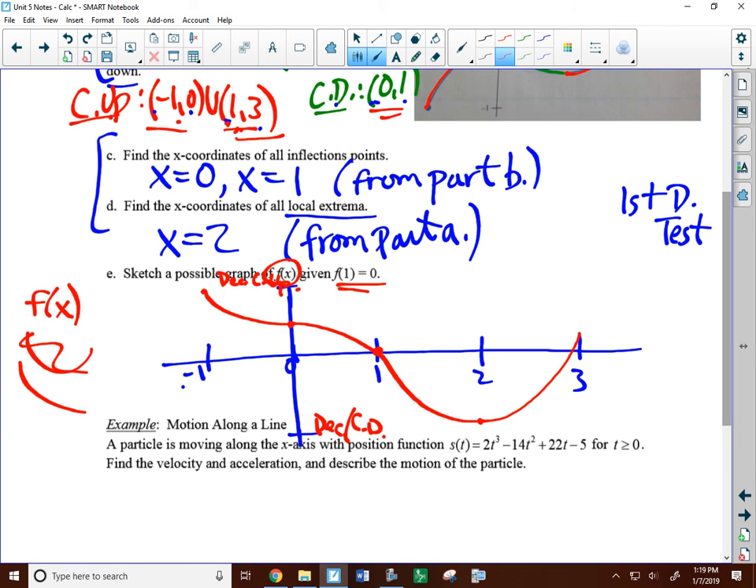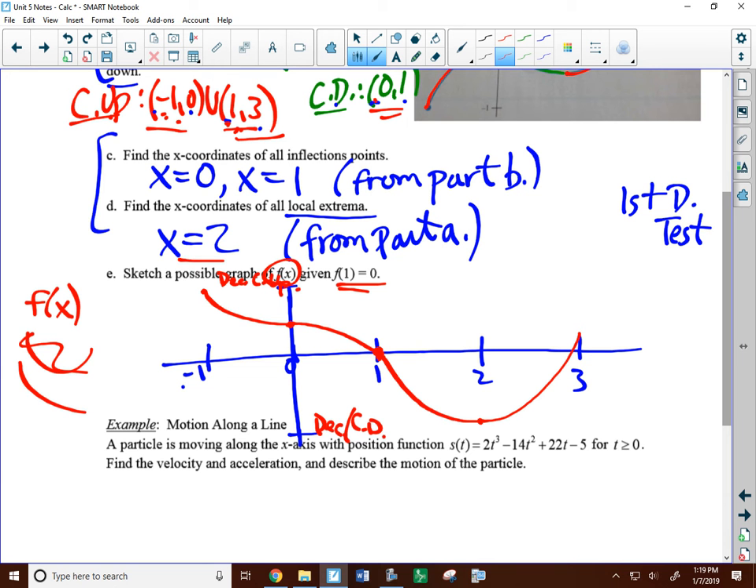Then let's look at concavity. Again, this is where we really see concavity at work. This is how it's turning. So concave up, shaped like a cup to start. Then from 0 to 1, concave down, shaped like a frown. Then the rest of the way, 1 to 3, shaped like a cup. So all of those really come into play.